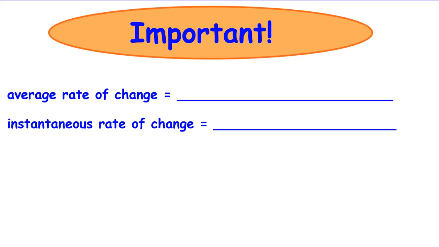Sometimes you're going to hear me talk about average rate of change or instantaneous rate of change. You want to think of average rate of change as the slope of the secant line. You have 2 points, you find the slope between the 2 points. That's the average rate of change between those points. But if we're talking about instantaneous rate of change, that's just the rate of change at one instant. That's the slope of the tangent line.